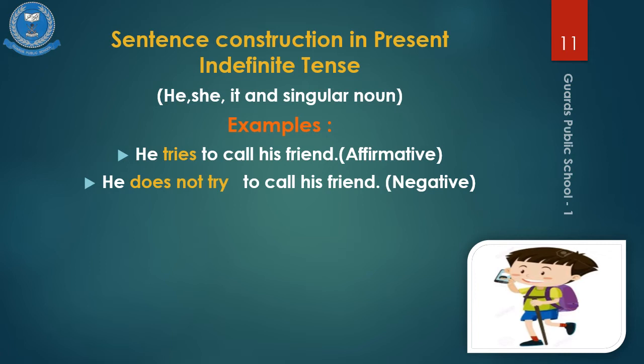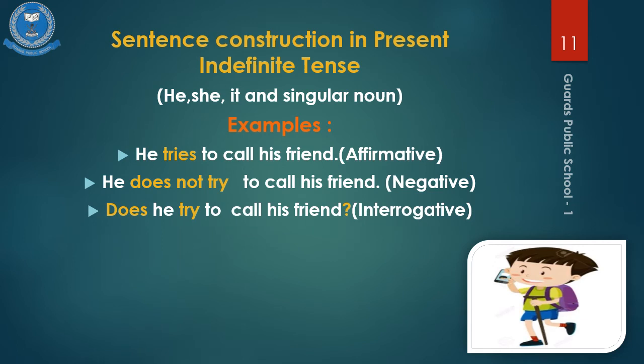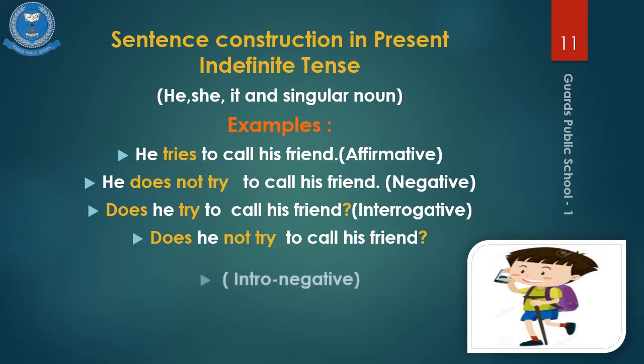Our interrogative sentence: Does he try to call his friend? Question mark. Again, the simple first form of verb is used here. And the interro-negative is: Does he not try to call his friend? Question mark.